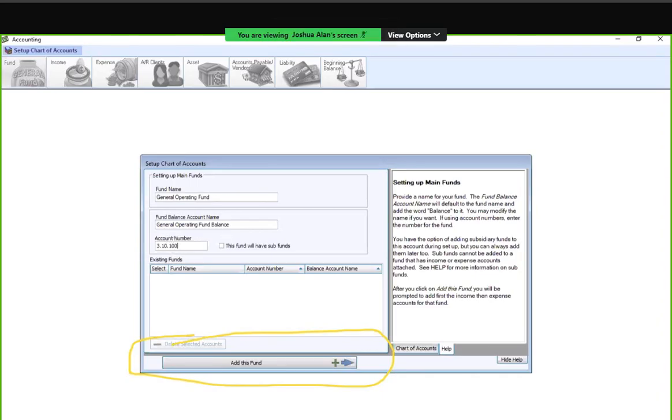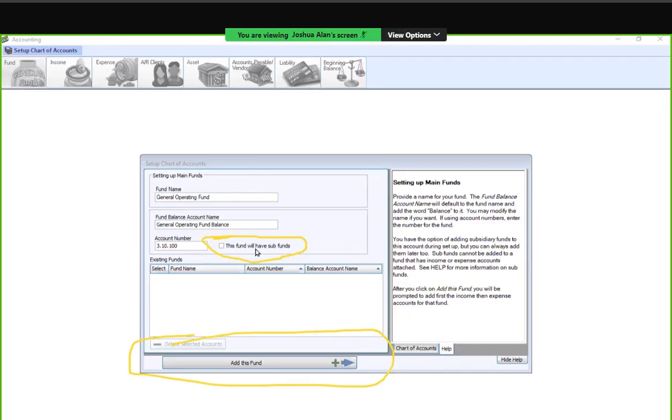Folks, here's one thing we're going to discuss for a minute: will this fund have sub-funds right here? Folks, this is something that a lot of our users set up not realizing what it does or doesn't do for them. I'm going to talk about this for a little bit because honestly, this is probably not something you're going to use very often. You can have sub-funds in Church Windows and you can have sub-accounts in income and expense accounts in any account type. But there are times when that's appropriate and when it's not.